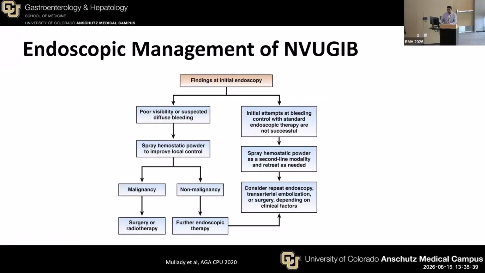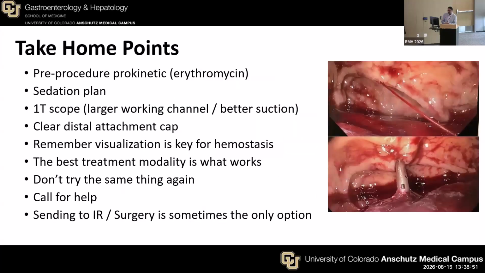So in summary, this is the AGA algorithm that goes over managing non-variceal upper GI bleeding, and talks about all the things I've talked about, starting with normal therapy, and if everything fails, you go to the over-the-scope clip or hemostatic sprays. And in summary, to be respectful of time, the take-home points: you can't treat what you cannot see, so it's important to visualize the source of bleeding. Remember pre-procedure prokinetic if the patient is actively bleeding. Sedation plan: if they're actively bleeding, they need to have a breathing tube in, otherwise the patient will be vomiting and they have a high risk for aspiration. Think about that, especially when dealing with variceal bleeds as well.